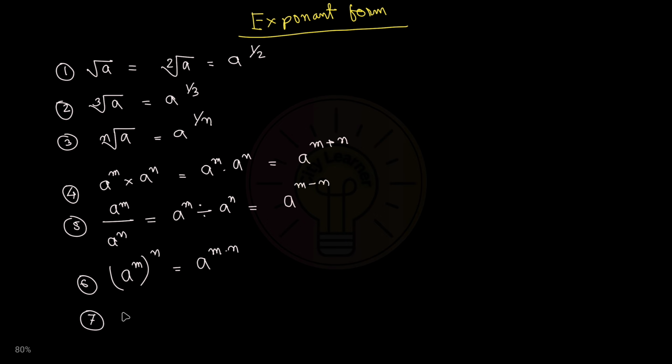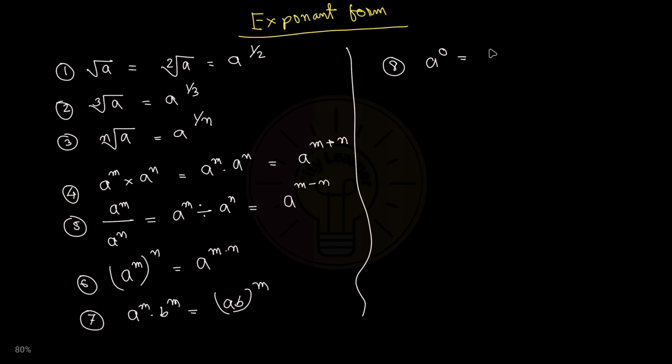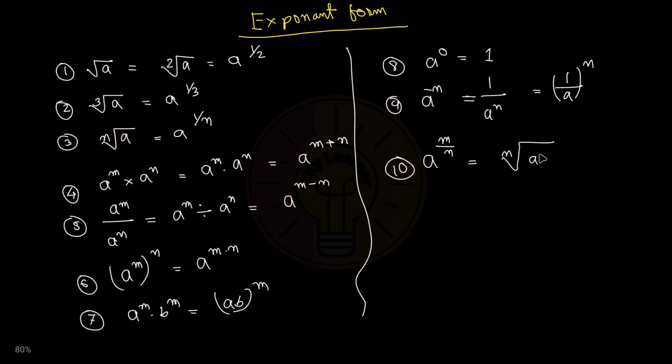a^m × b^m = (a × b)^m. a⁰ = 1. a^(−n) = 1 / a^n, or (1/a)^n. a^(m/n) is the nth root of a^m. We can write it.